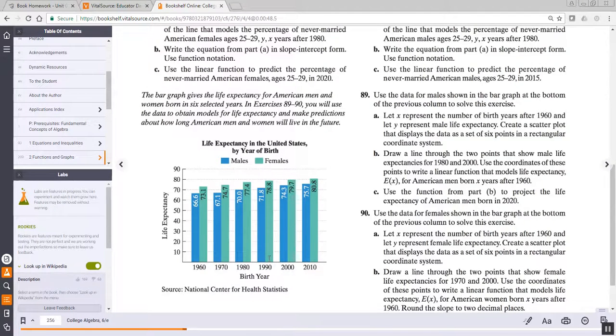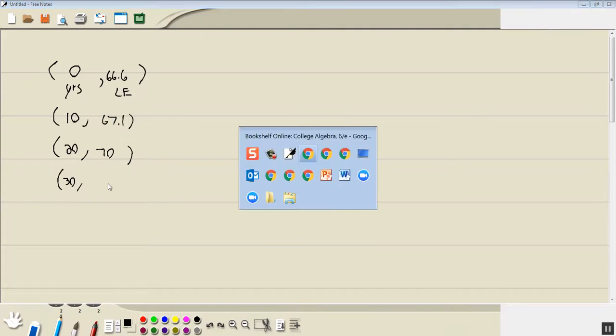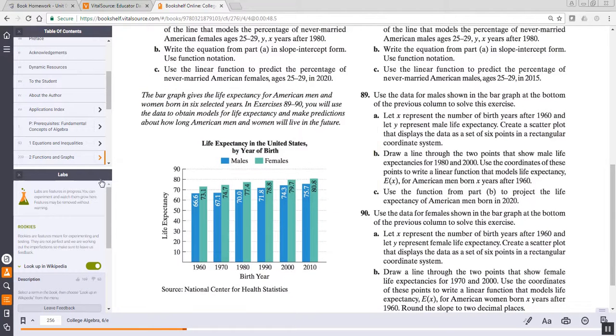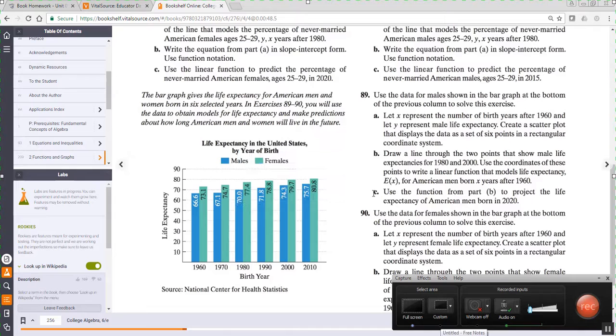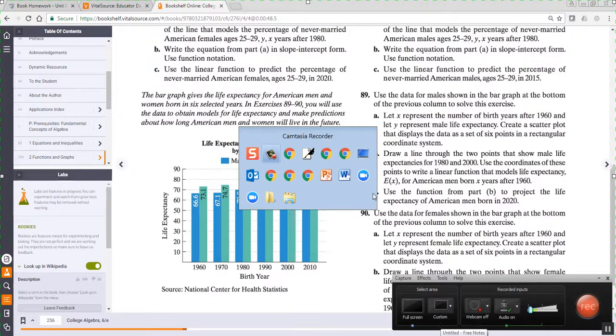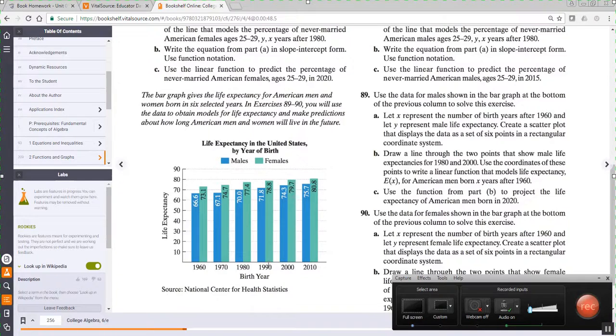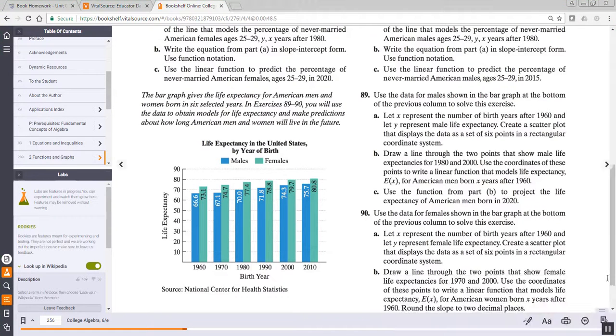1990 minus 1960 is 30 years. So that'd be 30, 71.8. Okay, sorry, I don't know what I did. Am I still recording? I had two versions of Snagit running, and I don't know what I did.